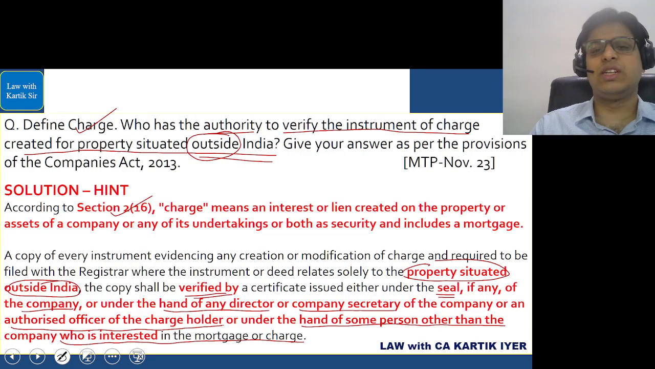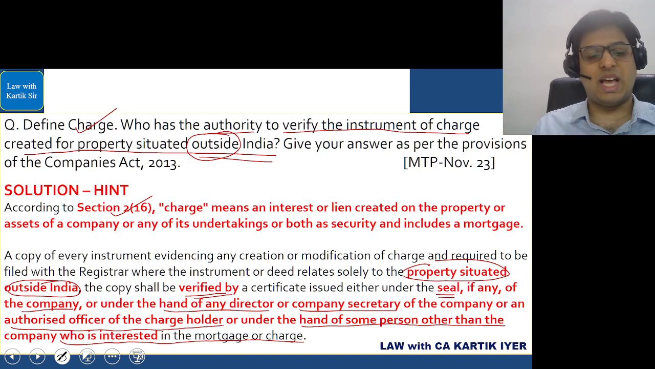See, this one is a direct question. This is called a direct question. No case study, direct question. So you have to directly come to the point and just score the marks. As simple as that. Okay.